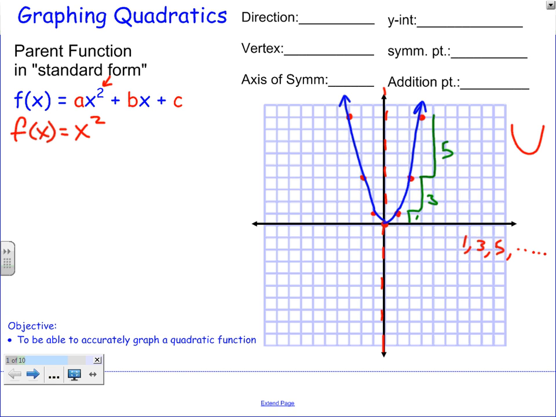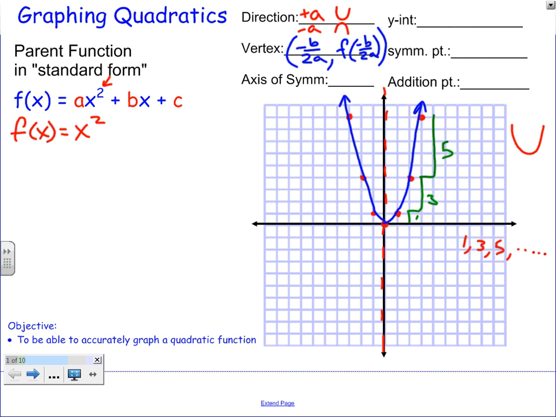Okay, now looking at these other elements up here, direction. For direction, you're looking at the a value. If the a value is positive, then the curvature of the parabola is going up. If the a value is negative, then the curvature is going down. The vertex is simply this: the opposite of b over 2a. That's your x value. And then for the y value, you take the x value, put it into the function, and evaluate it. So it's the function of negative b over 2a. And we'll see examples of that. So that is the point of the vertex.